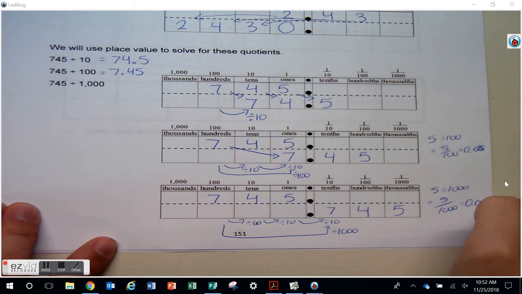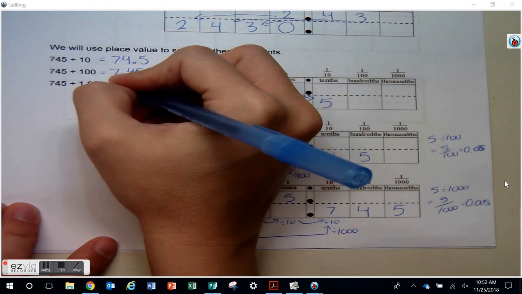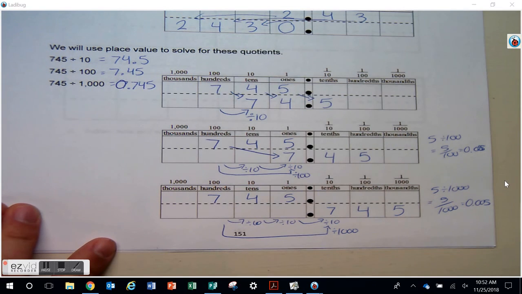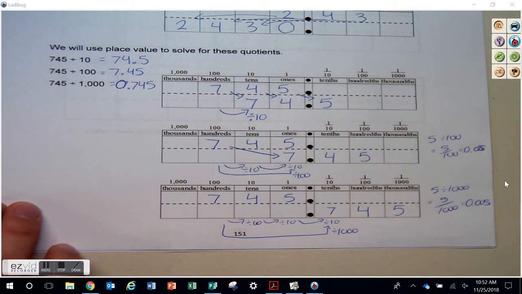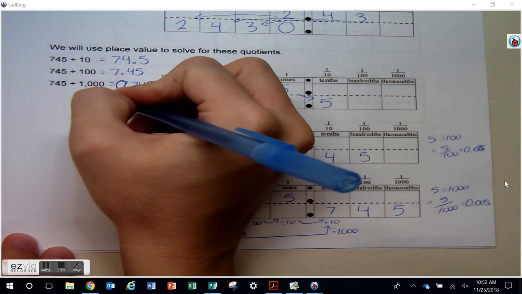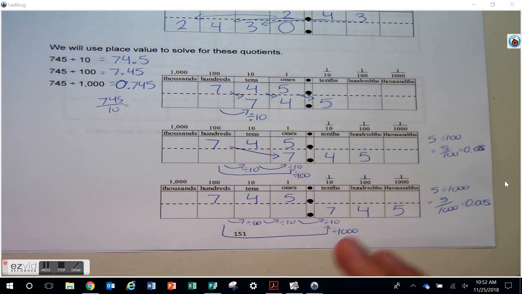So here we go. This is 745 thousandths. We could also write those like 745 tenths, and then take that into a mixed number, change that mixed number into the decimal, and so forth.